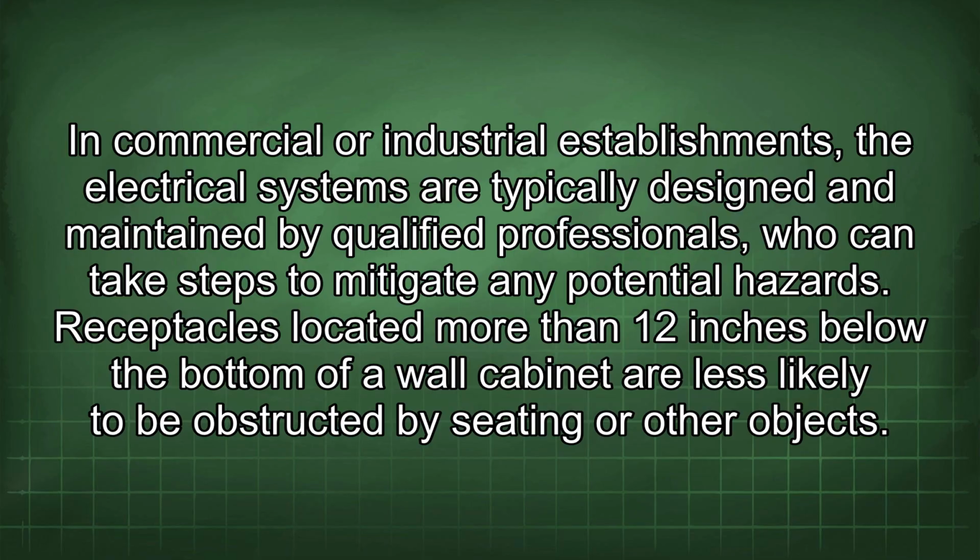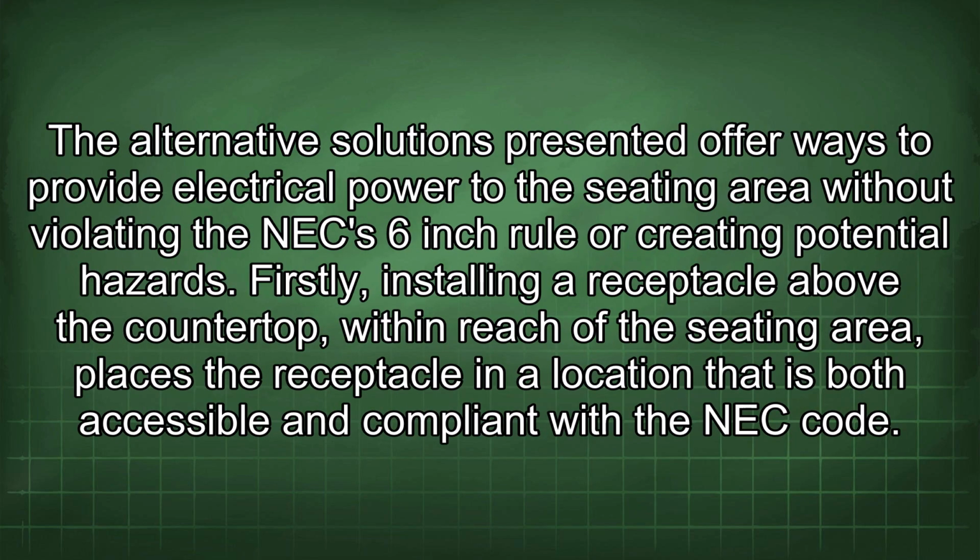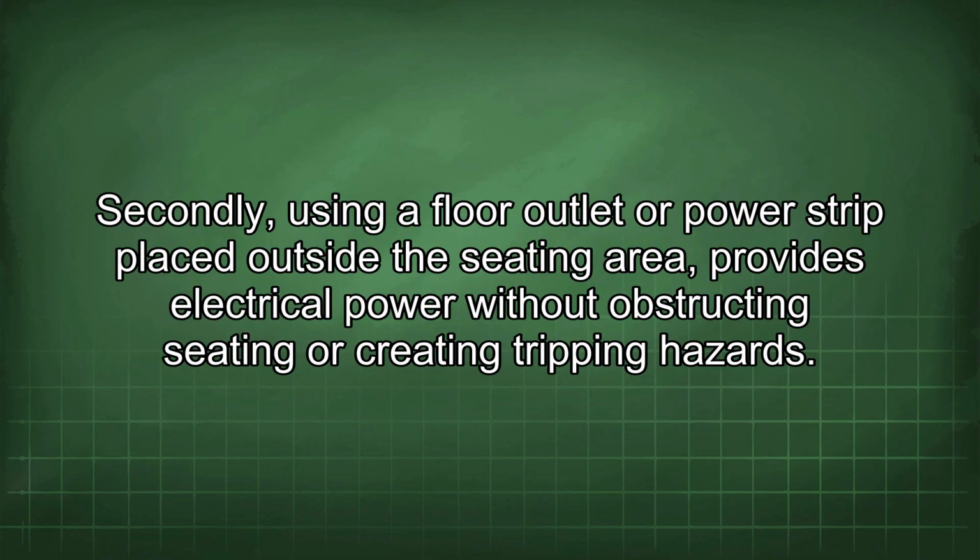The alternative solutions presented offer ways to provide electrical power to the seating area without violating the NEC 6-inch rule or creating potential hazards. Firstly, installing a receptacle above the countertop, within reach of the seating area, places the receptacle in a location that is both accessible and compliant with the NEC code. Secondly, using a floor outlet or power strip placed outside the seating area provides electrical power without obstructing seating or creating tripping hazards.